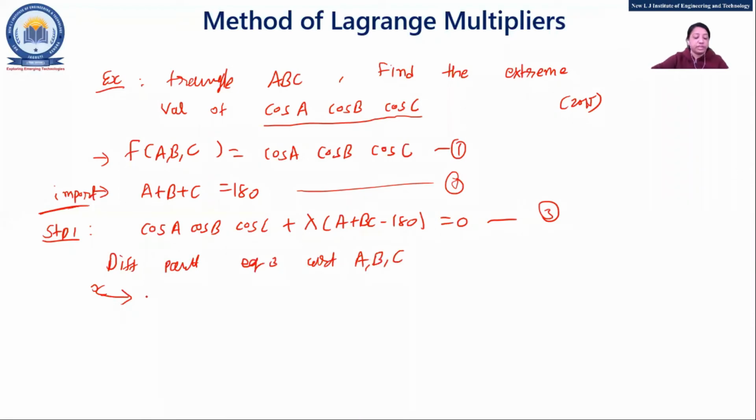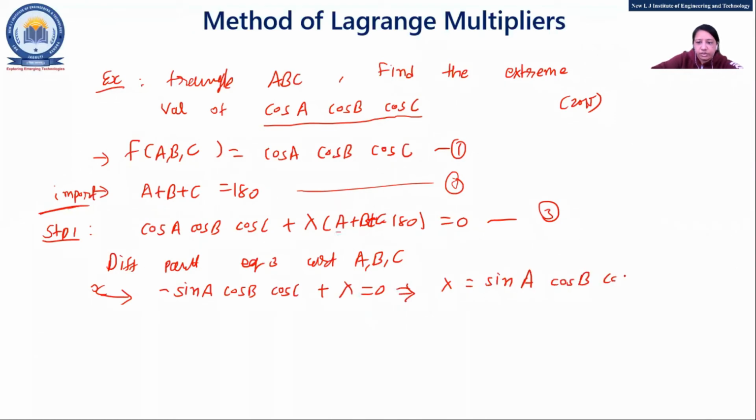So if you differentiate with respect to A, you will be having what? Sin A cos B cos C, and the others will be considered as constants. So as it is, plus lambda. A plus B plus C here, the plus is there, so this is 1 and for the other terms 0. So 1 into lambda, that is lambda. So you will get lambda equal to sin A cos B cos C.